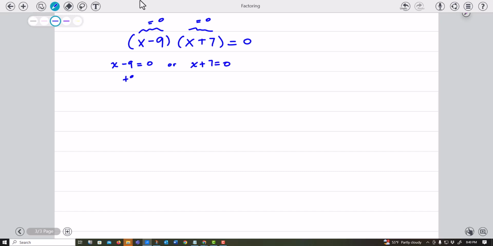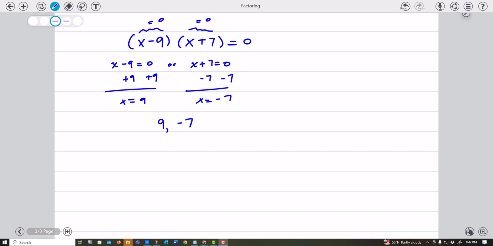and now I can solve. So I get x equals 9, or what is it, minus 7, x equals negative 7. So either 9 or negative 7 would make this equation true, that you would get a 0 here or a 0 here, and your answer when you multiply would be 0.